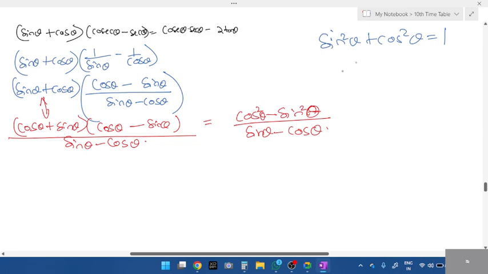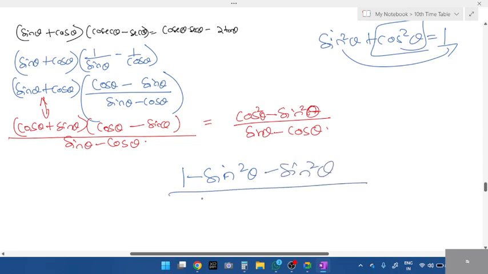If I need cos square theta, what happens to sin square theta? That is what I'm going to replace. You can either replace cos square or sin square. Just because cos square is at the beginning, I'm going to replace that. 1 minus sin square theta minus sin square theta, divided by sin theta minus cos theta.